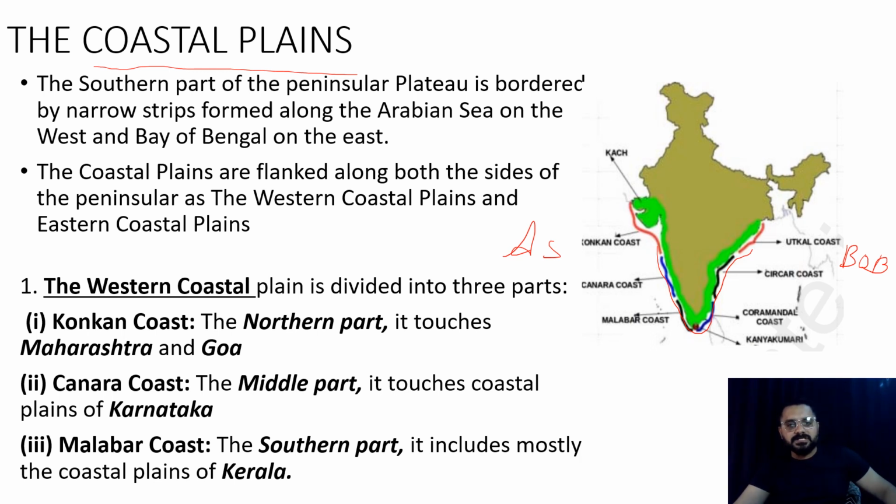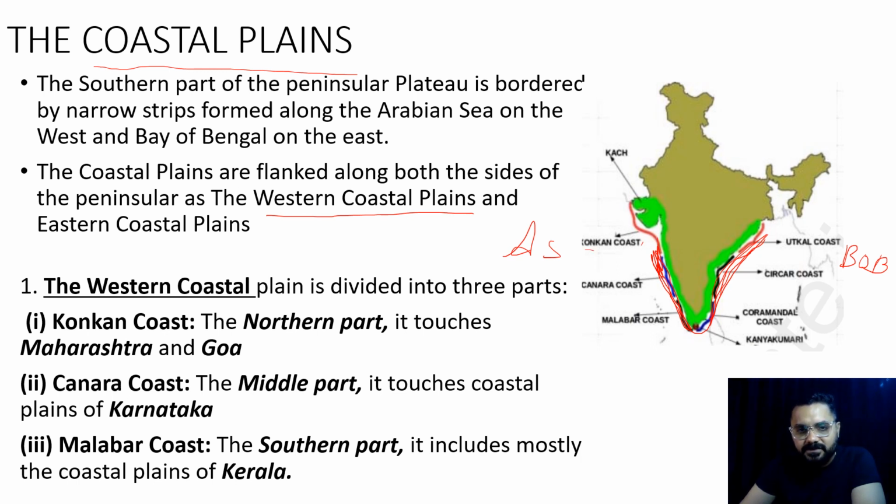The coastal plains of India are generally classified as western coastal plains and eastern coastal plains. Western coastal plains are the coastal plains that are lying on the western side of India. So this portion here is the western coastal plain of India, and this portion here is the eastern coastal plain. Now let us talk about the western coastal plain. The western coastal plain is again divided into three parts.